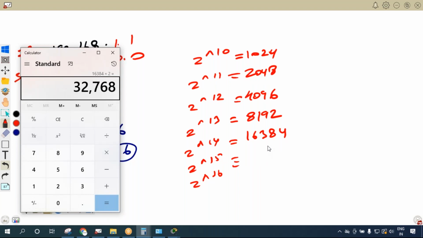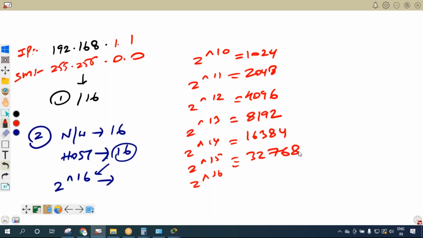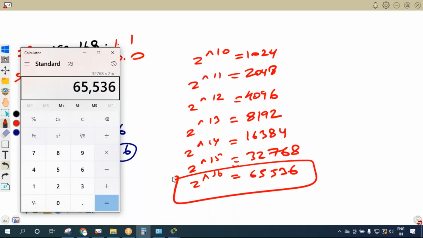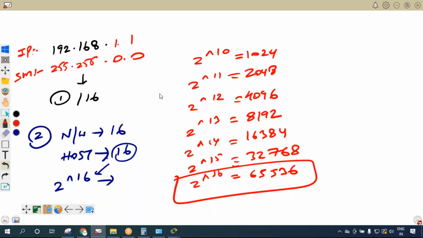Into 2, what will you get? Correct, 32768. Into 2, what will you get? 65,536 IP. Getting the point, my dear friends? 65,536 IP in a single network. It is big, it's huge.